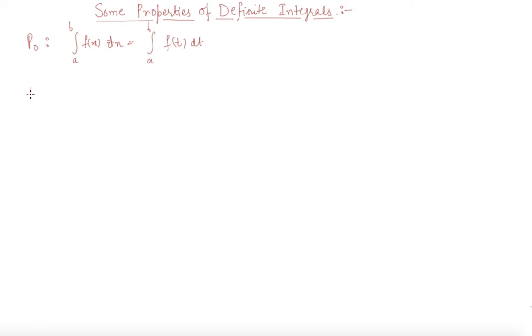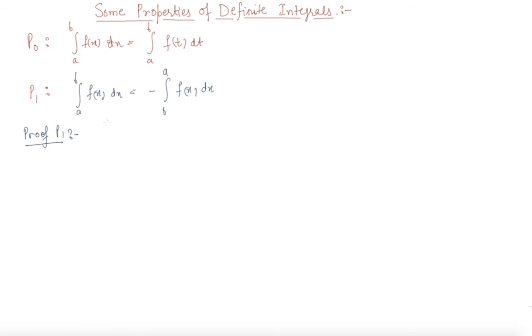And property number 1 is: the integral from a to b of f(x) dx is equal to minus the integral from b to a of f(x) dx. Okay. So let me give you the proof of this. Proof of P1. Okay, so there is no requirement of proof of P0 because there is only a change of parameter.